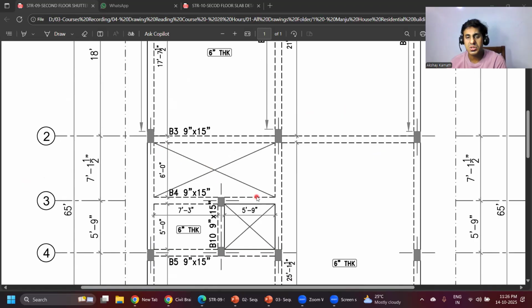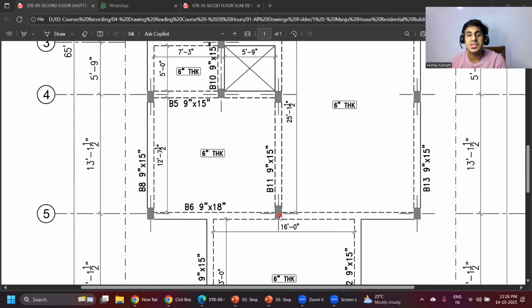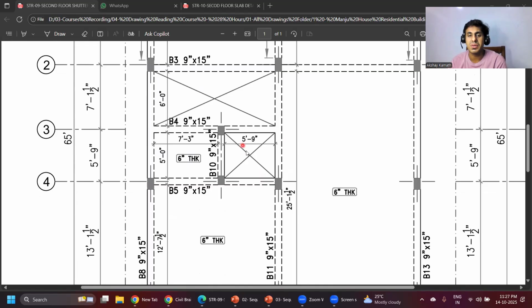Now coming to this particular thing, they have mentioned X here. X in the sense there may be a cutout. Cutout means the slab is not going to come. In this case, a lift is going to come here, and a staircase is coming here. Since the staircase and lift are coming, you will not have any slab at the second floor level or third floor level. Only at the roof level, you will be having a slab. That is why in the second floor layout, they have shown an X mark here.